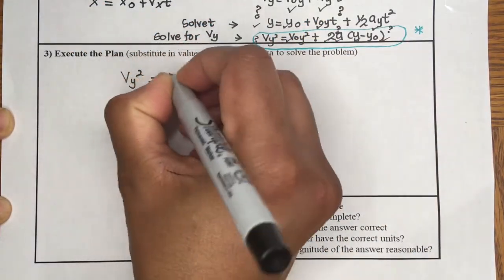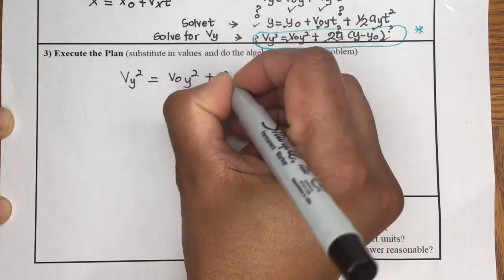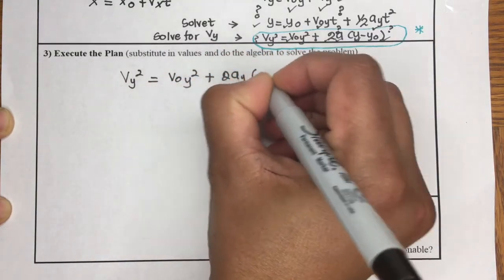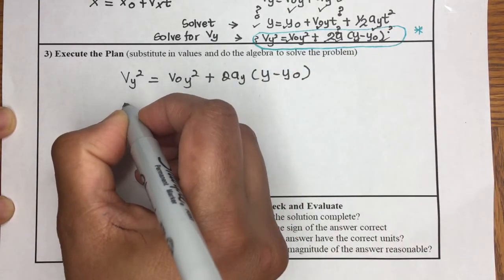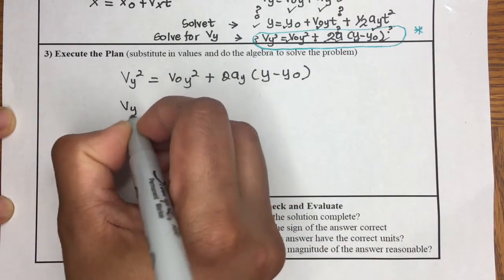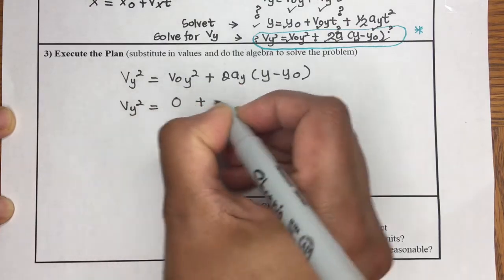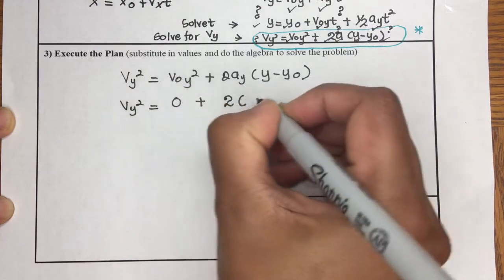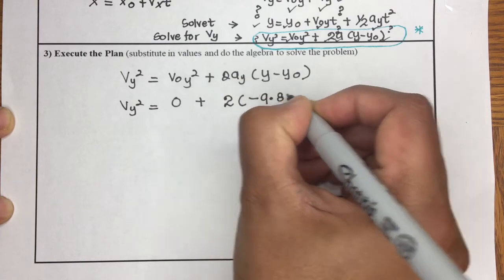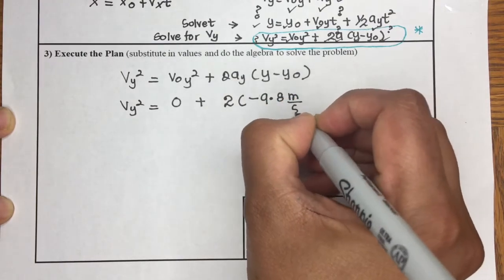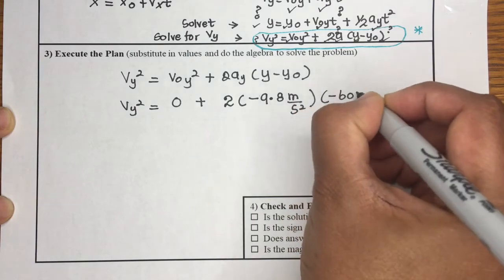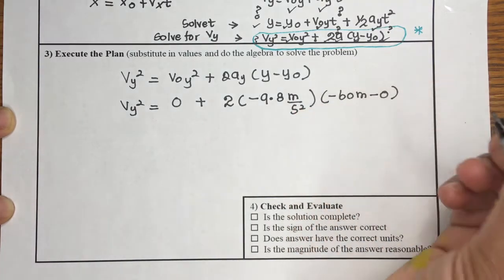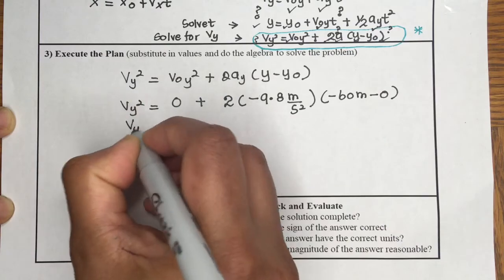Now we are going to execute the plan. We're going to use the equation in y direction, and our purpose is to solve for the final y velocity first. So initial y velocity is 0 because the projectile is launched horizontally, and acceleration is negative 9.8 meters per second squared, and then final y position is negative 60 meters, and initial y position is 0.